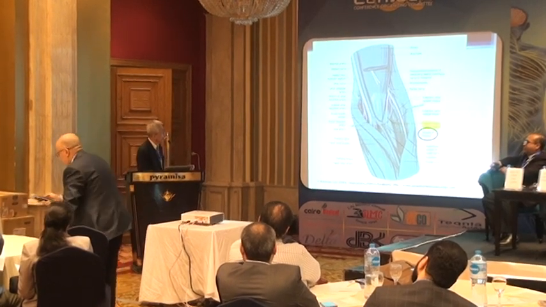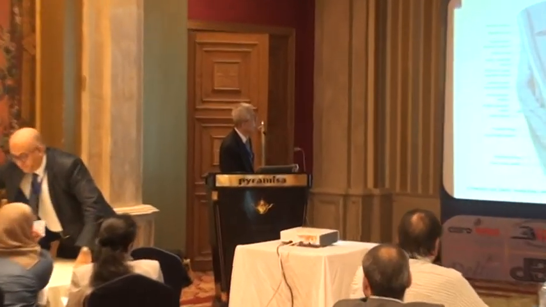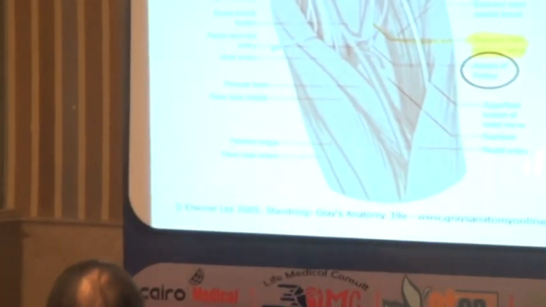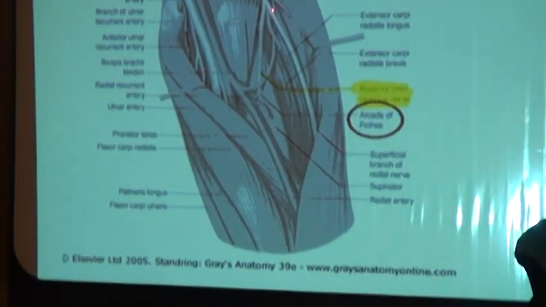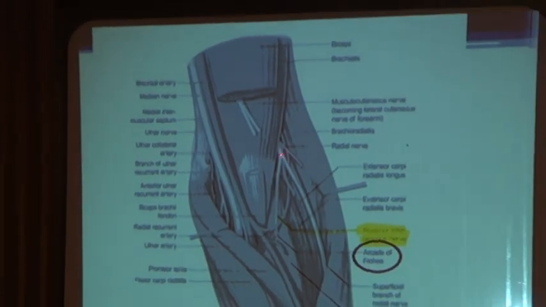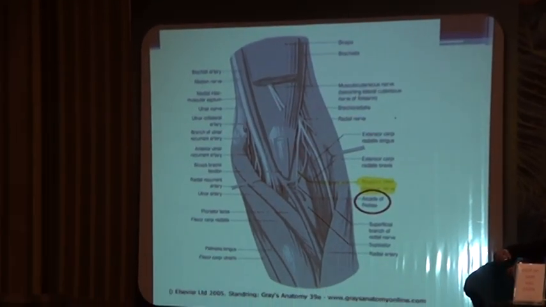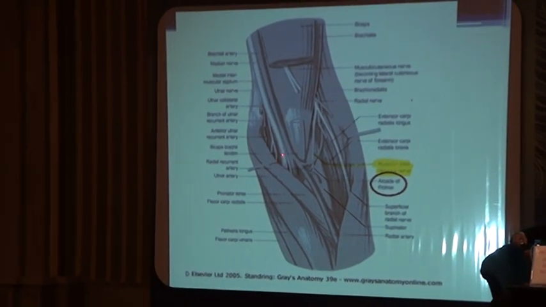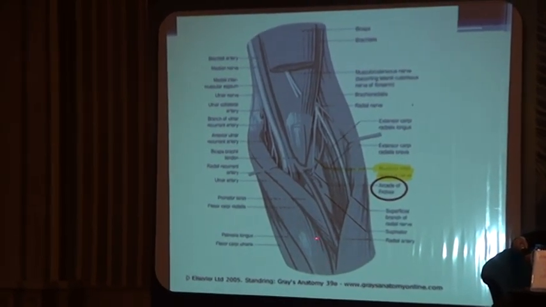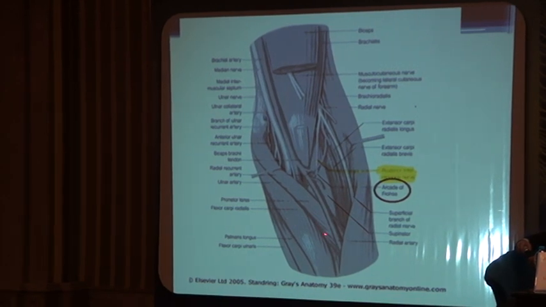Yes, the radial nerve. So this is a radial nerve, all right, and it divides into the posterior interosseous nerve and the sensory fiber right here. This is a biceps tendon. A lot of people think that the deviation happened in the forearm.